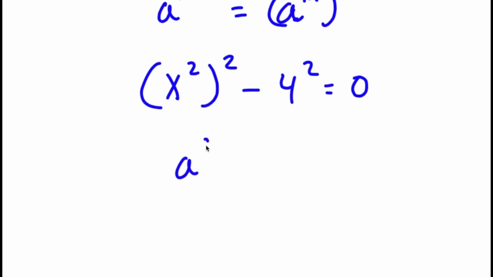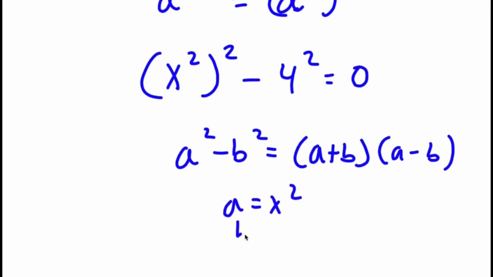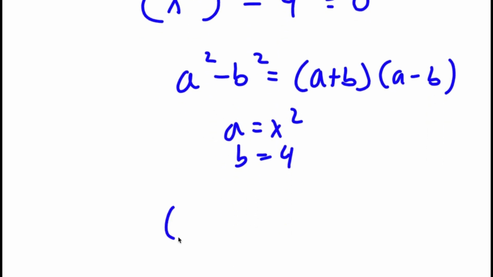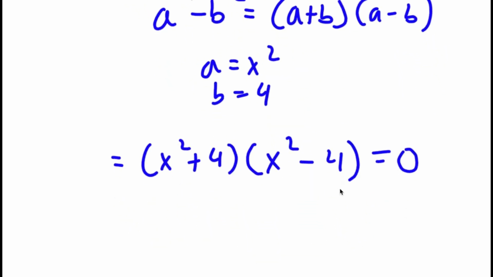Now if I have something in the form a squared minus b squared, this is equal to a plus b times a minus b. So in this case, a is equal to x to the power of 2 and b is equal to 4. So I have x to the power of 2 plus 4 times x to the power of 2 minus 4, and this is equal to 0.